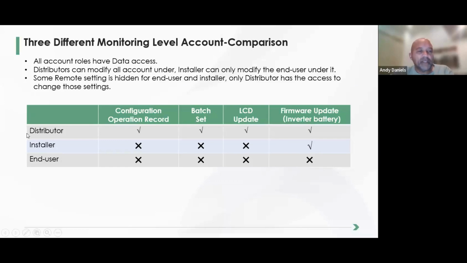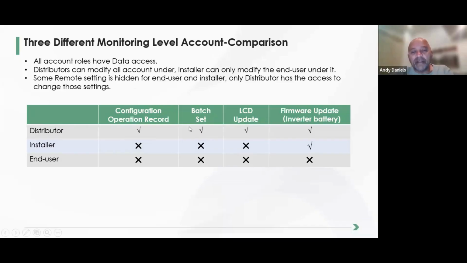All right, so at the top here you have the distributor. The distributor can do configuration, and they can have a look at the operation records. They can do batch setting, a really cool feature. I must admit, when I first tried this a few years ago, I got it wrong a few times, and eventually the server locked me out.